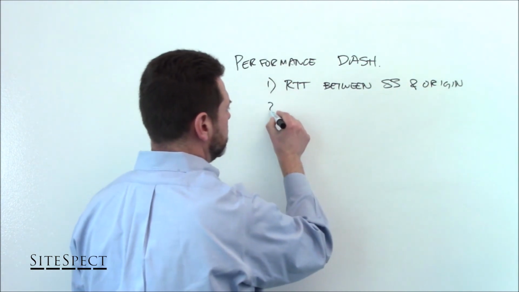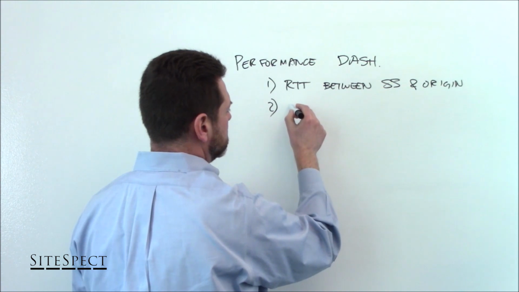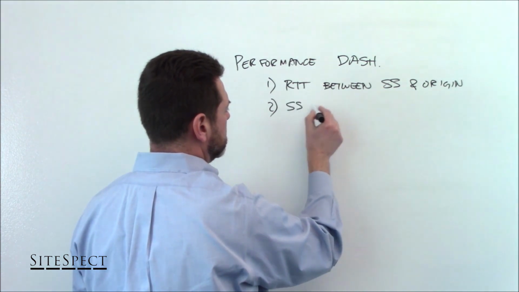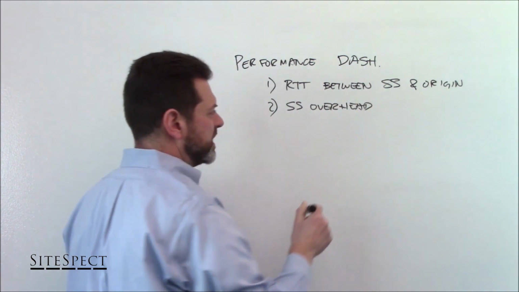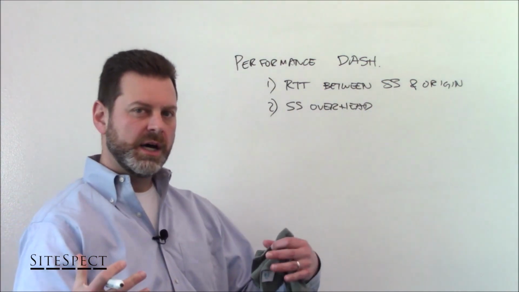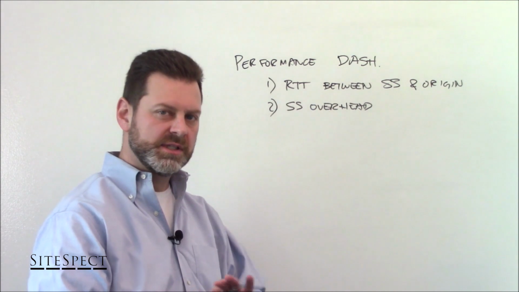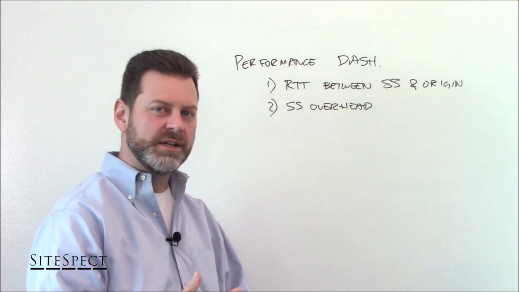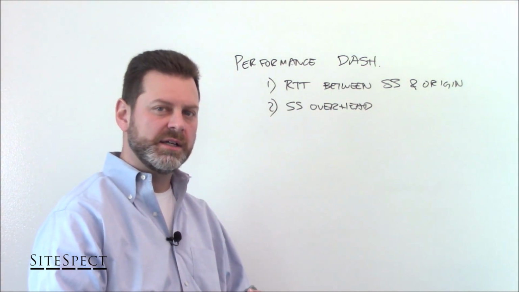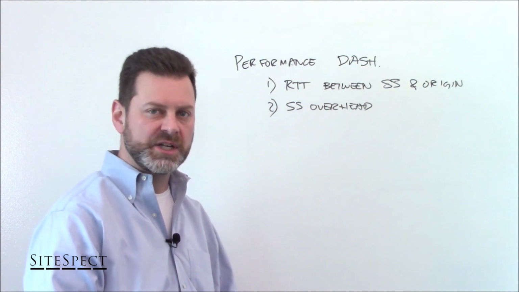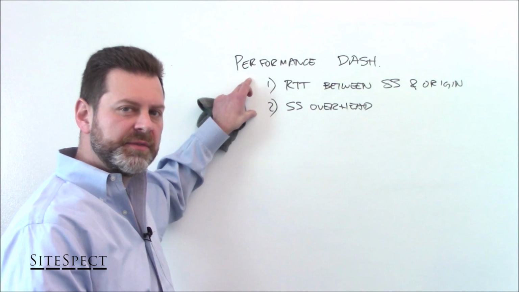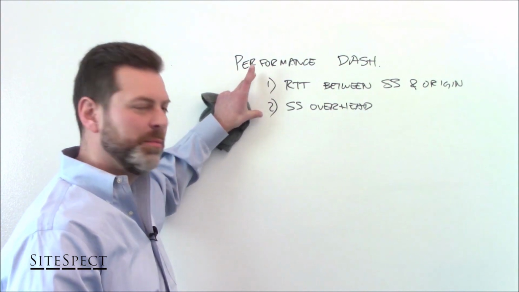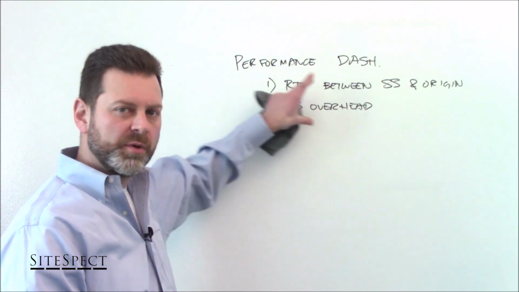And the second thing is the actual internal SiteSpect overhead, meaning how long does SiteSpect take to sit essentially and manipulate your content and do the functions that need to happen for the tests and personalization campaigns that you're running. So when we say 20 to 50 milliseconds, it is the combined time to perform both of these.